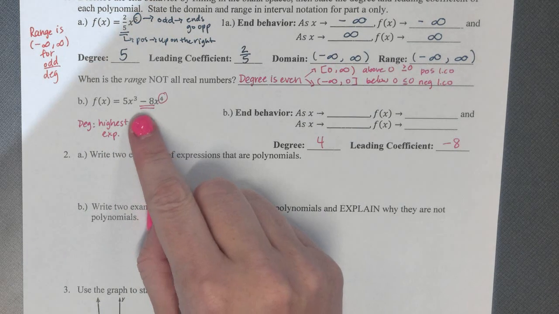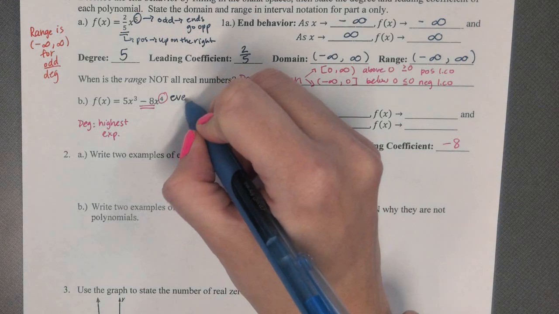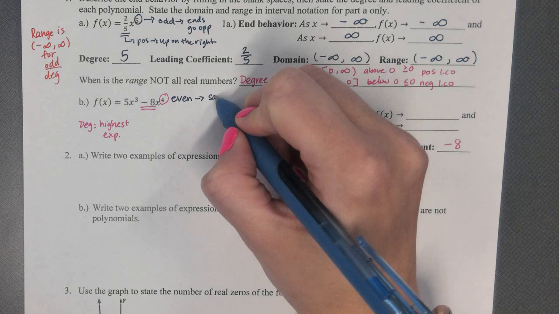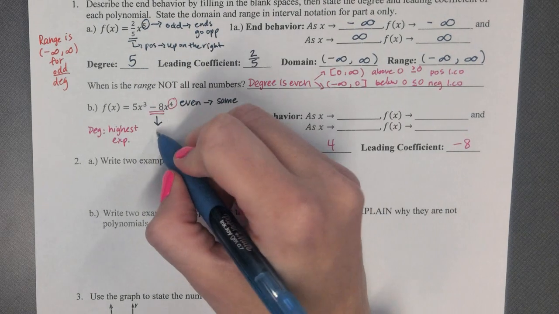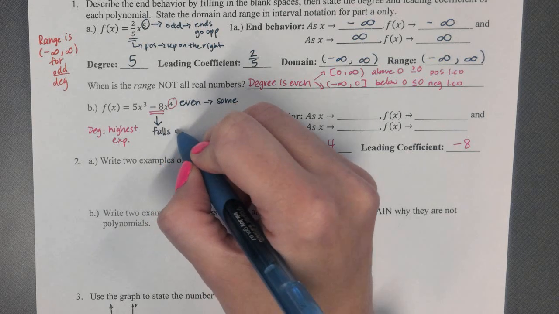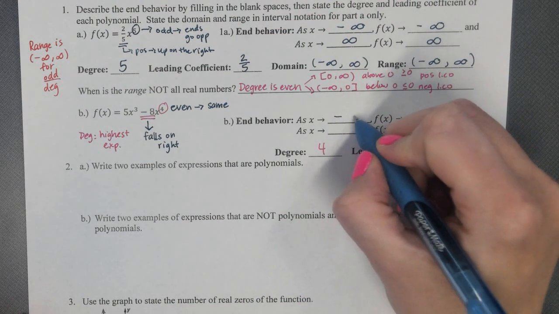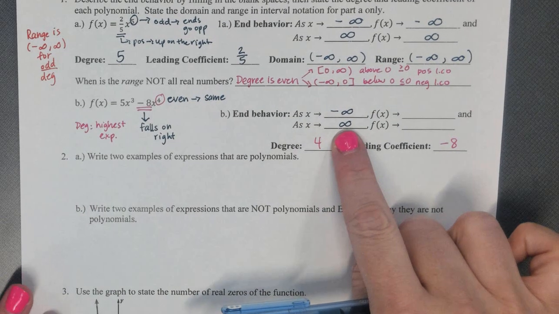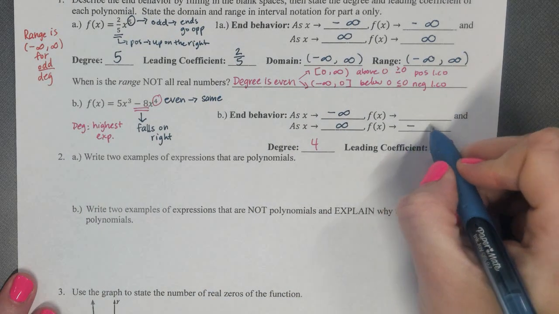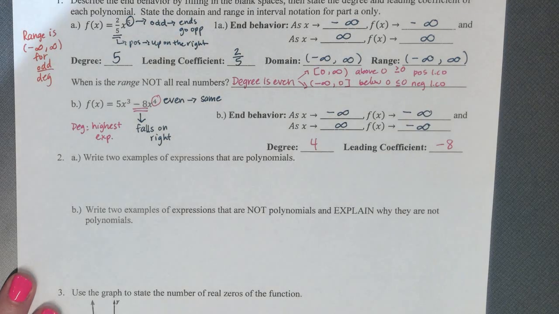Okay, so sometimes it's not in standard form. You have to check that. Then again, you are analyzing. Is this even or odd? And if it's even, the ends go in the same direction. If this is negative, then it falls on the right. So again, when you're filling this out, negative infinity, positive infinity. As x goes to positive infinity, that's the right side. So if it falls on the right, it's negative. And then if they're going in the same direction, this has to be negative.